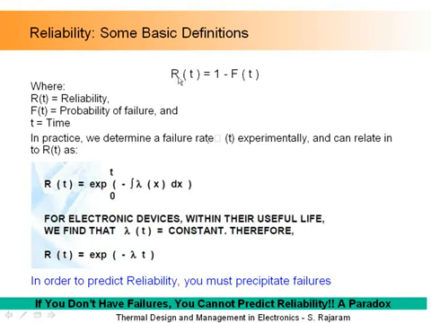When I say reliability, I mean this is a probability function. That's why it's 1 minus F of t. Okay? Those are the definitions that I've shown here. In practice, what we do is we actually measure what is called lambda. This should be lambda of t. Lambda is what is called the failure rate.